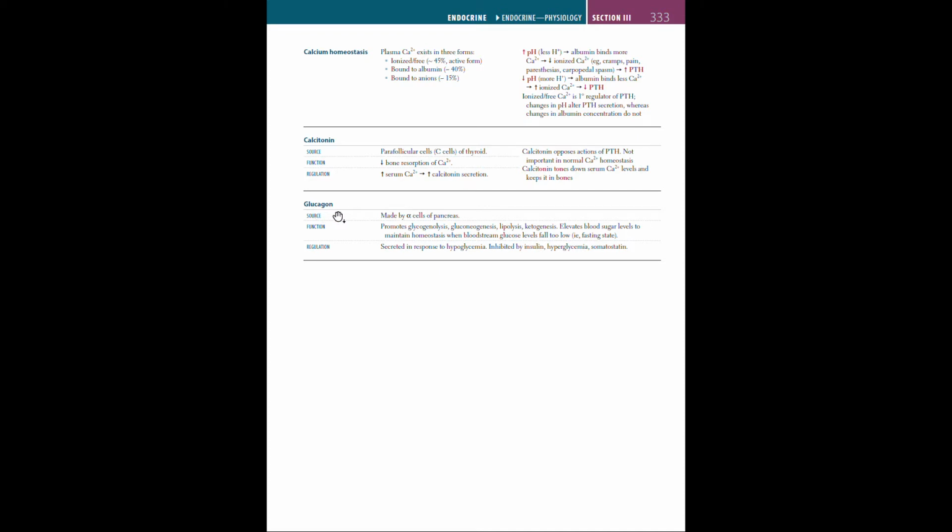Glucagon. Glucagon is made by alpha cells of the pancreas. Its function is to promote glycogenolysis, gluconeogenesis, lipolysis, and ketogenesis. It elevates blood sugar levels to maintain homeostasis when bloodstream glucose level falls too low. Example, in the fasting state. Regulation: it is secreted in response to hypoglycemia, and inhibited by insulin, hyperglycemia, or somatostatin.